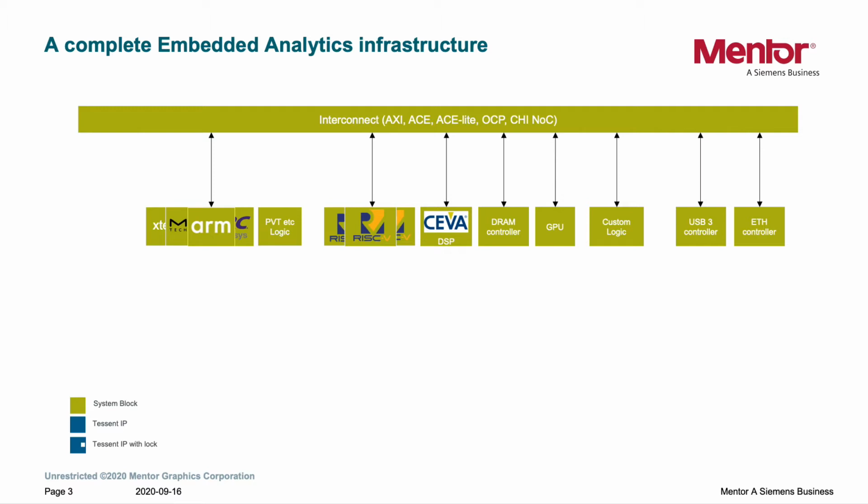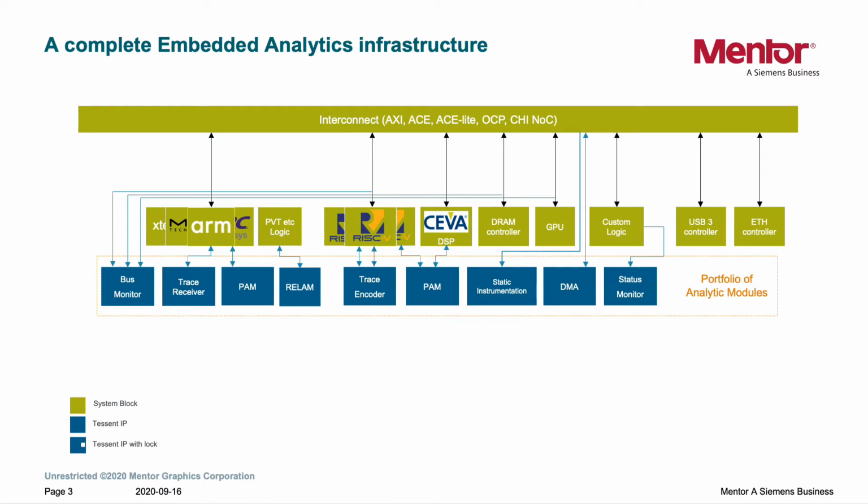The green blocks here represent the main system of your SoC. You might have several processors, accelerators, and many other types of IP. There'll certainly be some kind of interconnect or NOC. Some of the IP will be purchased from commercial providers. Other IP you'll have developed in-house. Now, there are four families of IP in the embedded analytics portfolio.